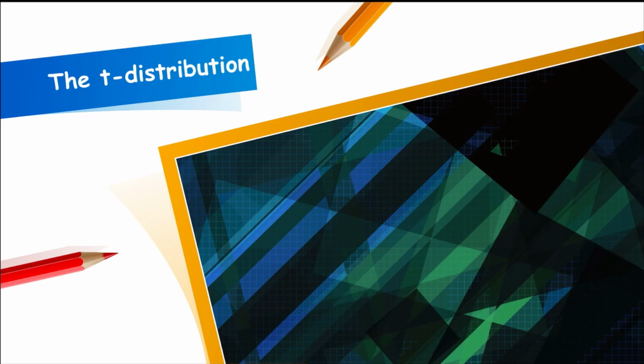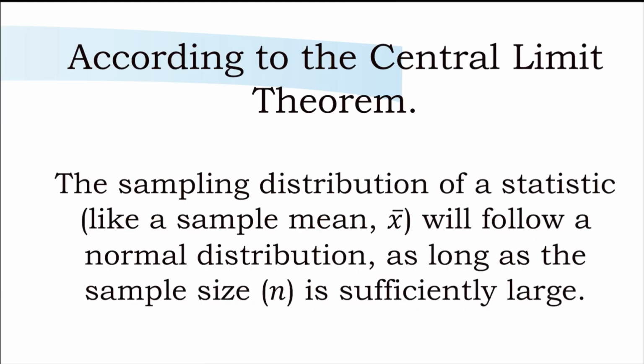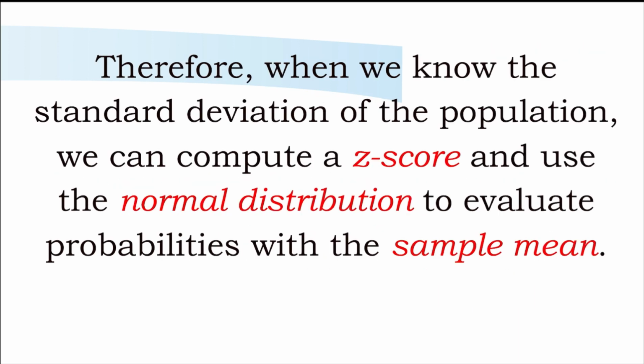For today's video, let us expound the t-distribution. According to the central limit theorem, the sampling distribution of a statistic, like a sample mean, will follow a normal distribution as long as the sample size is sufficiently large. Therefore, when we know the standard deviation of the population, we can compute a z-score and use the normal distribution to evaluate probabilities with the sample mean.